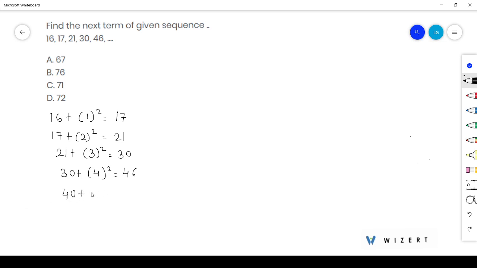So the next term will be 46 plus 5 square. So it is 46 plus 25, which will be 71. Hence the sequence goes like 16, 17, 21, 30, 46, and the next term is 71. So our correct option is option C.